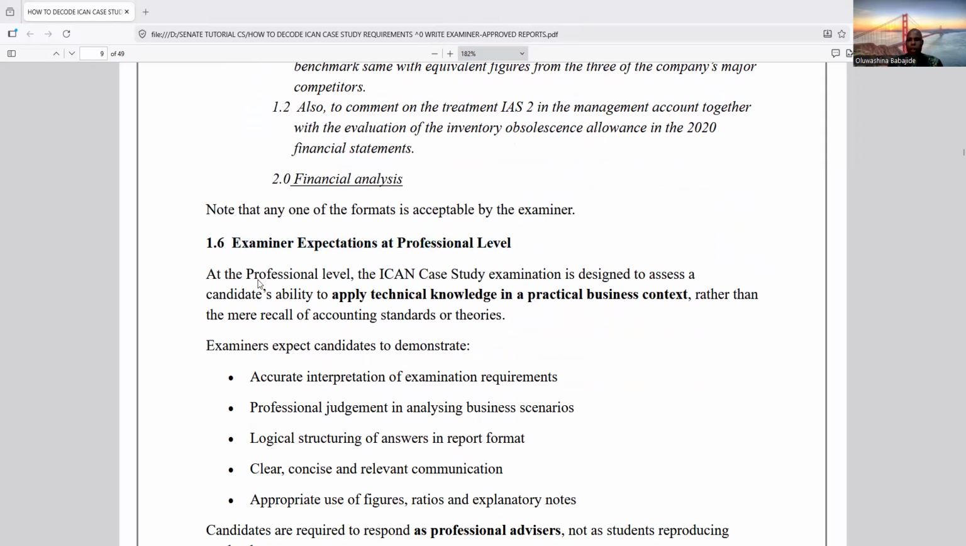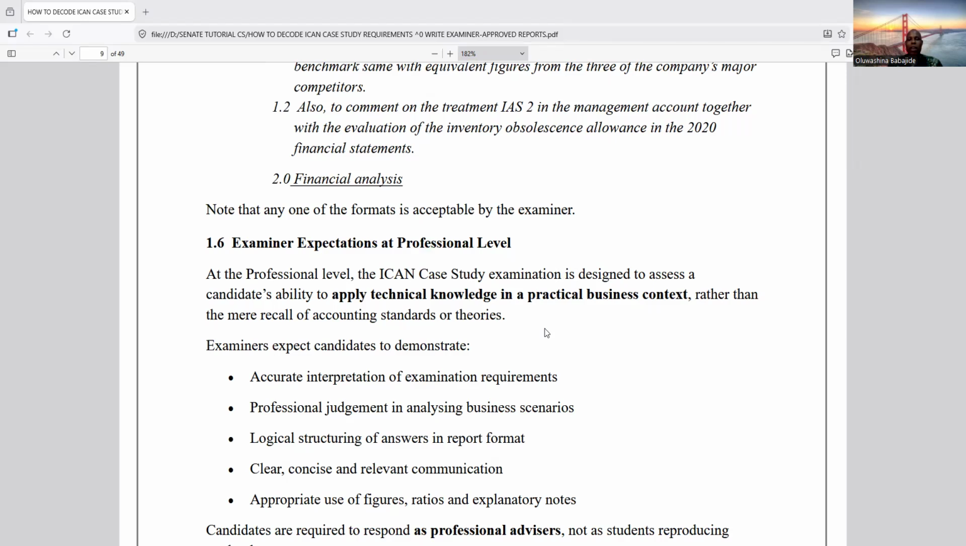So I hope that we can see our screen. At the professional level, the ICAN Case Study examination is designed to assess the candidate's ability to apply technical knowledge. I explained this earlier: the purpose of ICAN testing individuals at professional level is to assess our ability to apply technical knowledge in a practical business. So they believe that we are dealing with a practical life scenario.